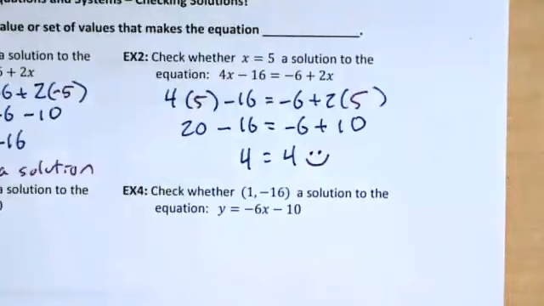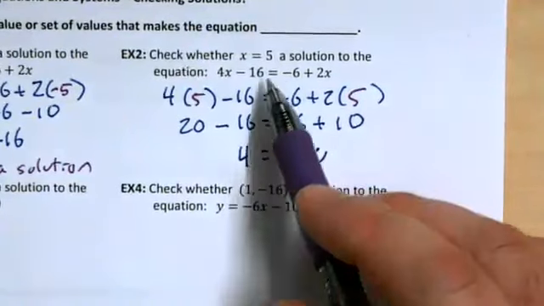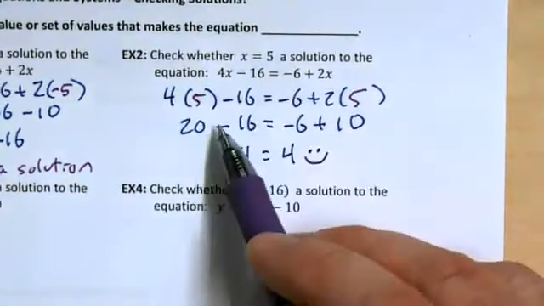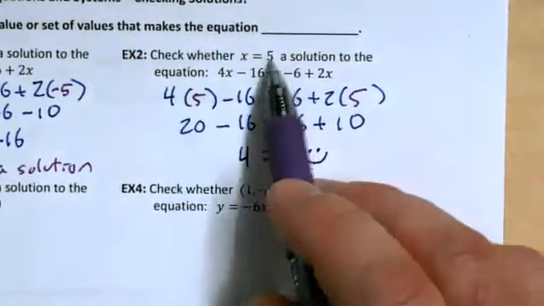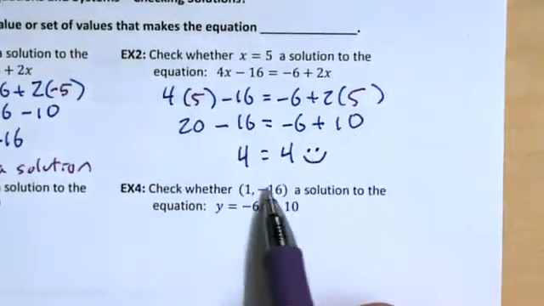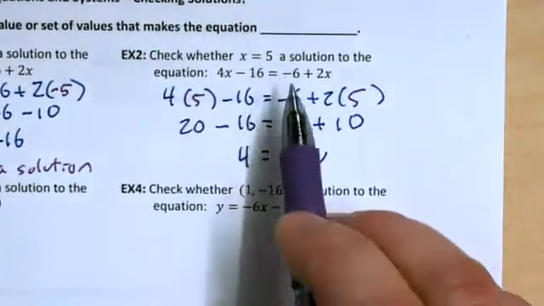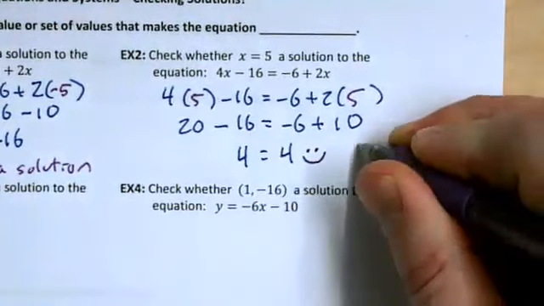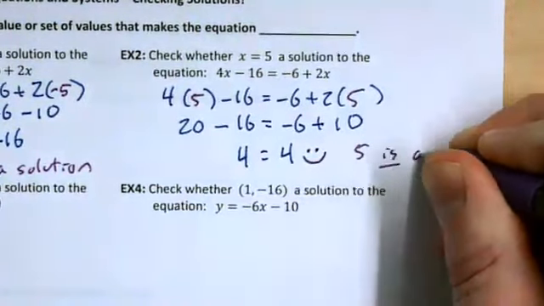Wahoo! Did you get the same number on both sides? You get 4 equals 4. So what's that mean? It's a solution. What's a solution? 4? 4 is a solution. No, 5 is the solution. 5 is the thing we put in for x. We put 5 in for x, and it made a true statement. So 5 is the solution. So let's write that down. 5 is a solution.